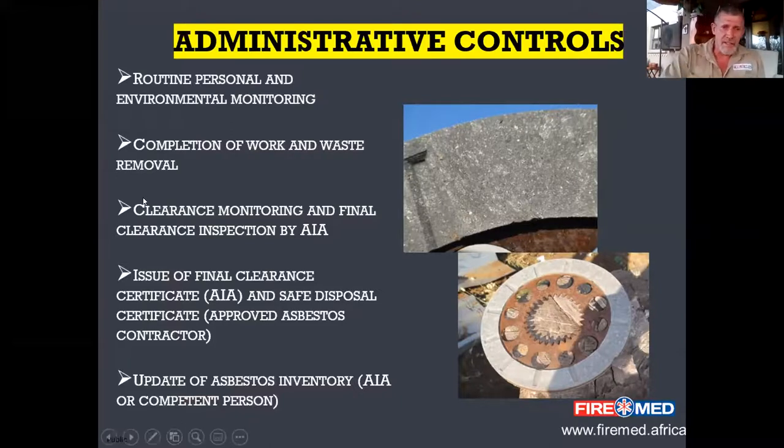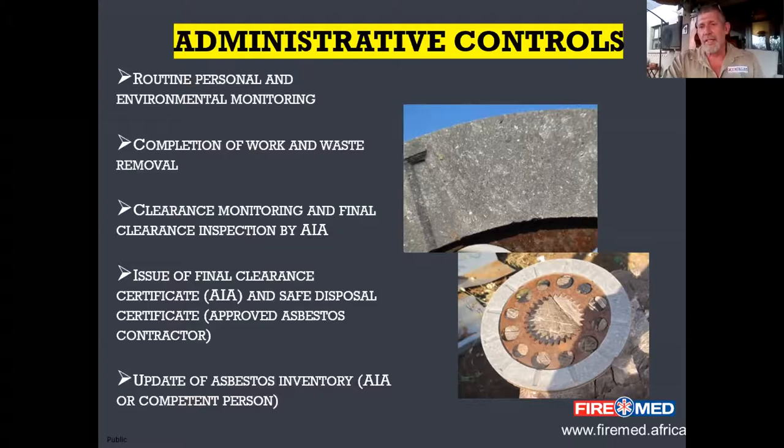And then once a clearance certificate is done, the AIA can then give you a final clearance saying that there's no more asbestos on that site. If you're doing a partial cleanup or partial removal of the asbestos, the AIA will then issue you a certificate for that particular building or for that particular asbestos that you've removed. And obviously then it comes off of your inventory with the Department of Labor. And then of course you will get your final clearance certificate once there's a safe disposal certificate, and it is all done through an approved asbestos contractor. And then of course, like I said, your asbestos inventory gets updated and is passed on to the Department of Employment and Labor.